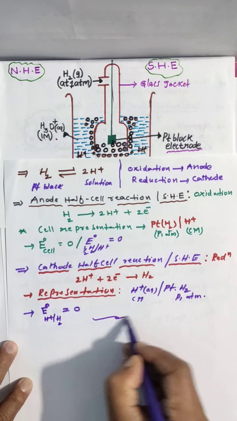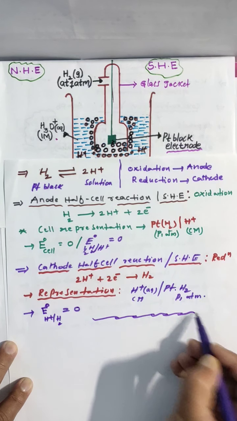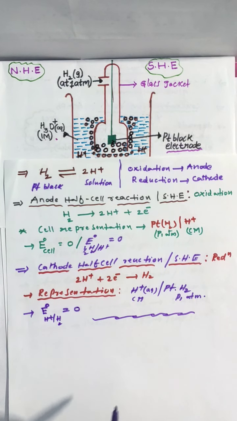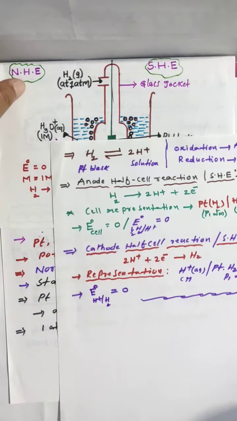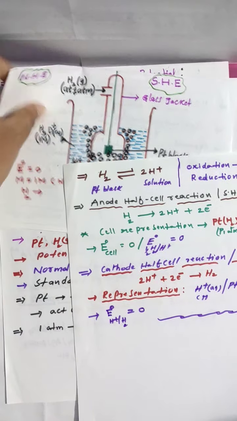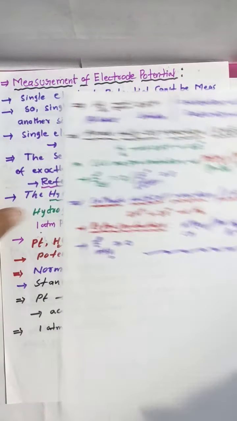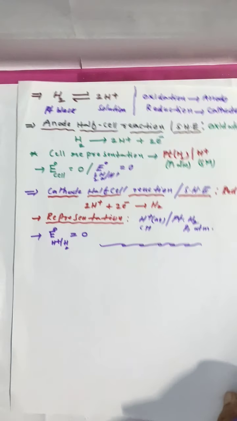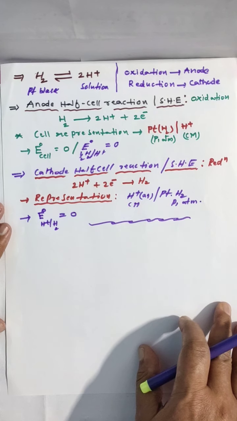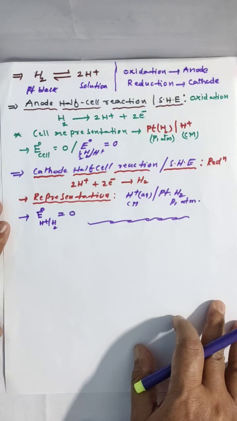So this is the detailed information about the standard hydrogen electrode or normal hydrogen electrode. With one problem also I will explain now. With one numerical I am going to explain this. See, here I am taking one numerical for SHE.